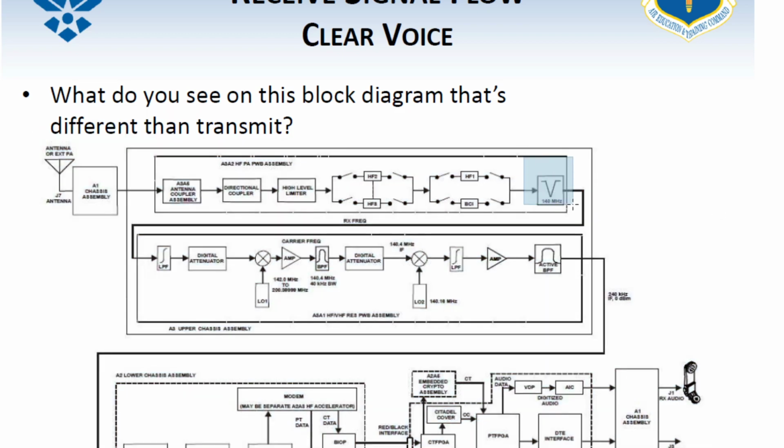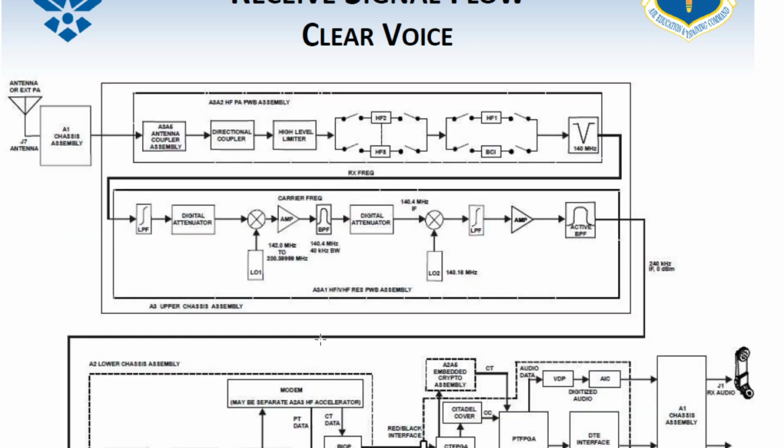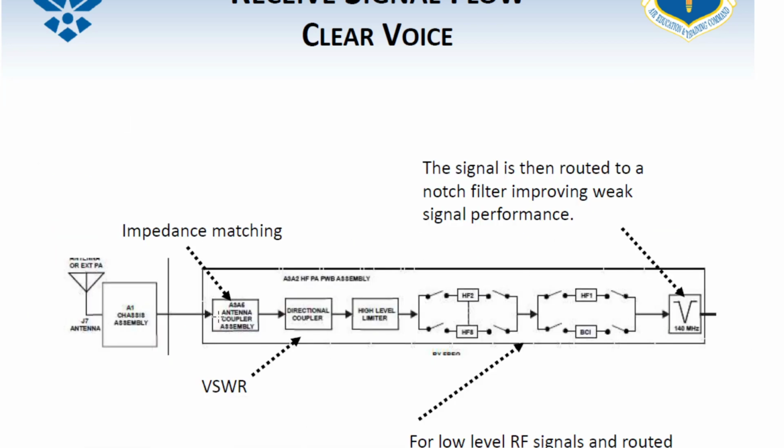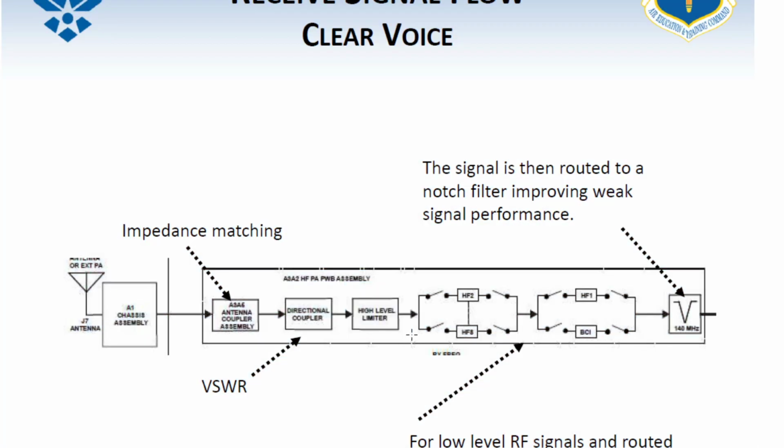We have this thing called a notch filter here. And how about the entire circuit is reversed? So the top and bottom modules are swapped, the handset and the antenna are swapped, and each module's components are reversed and has a notch filter. When we come through, we go to the antenna coupler. If you'll notice, it does impedance matching, just like it did before. The directional coupler does that VSWR, just like it did before. The high-level limiter, still limiting those high levels, that VSWR from getting through the circuitry, same thing.